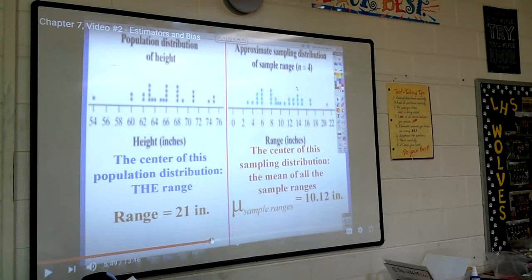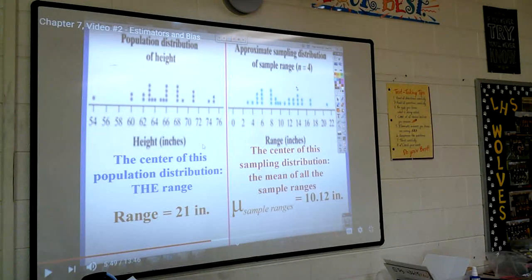Okay, so let's move forward to this. Talk about the range. So the range is the maximum minus the minimum. Look at the range of the population. You see the tallest person in the class was 75 inches tall. The shortest person in the class, way over here, was 54 inches tall. So the range for the entire population of students is 75 minus 54, so we get 21 inches.